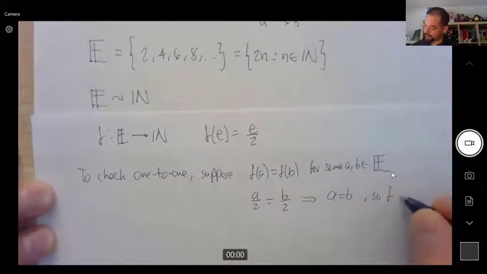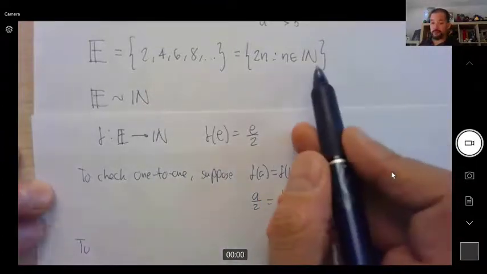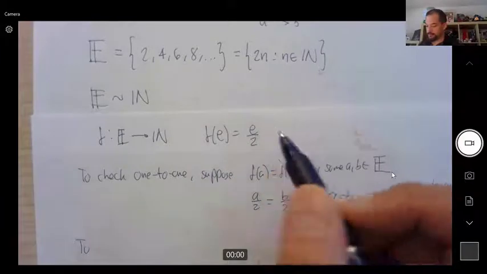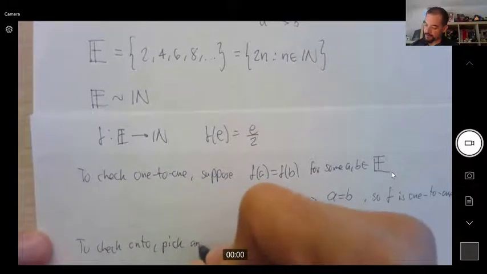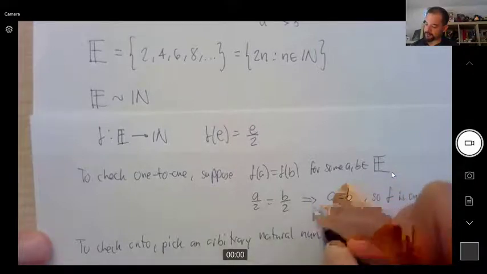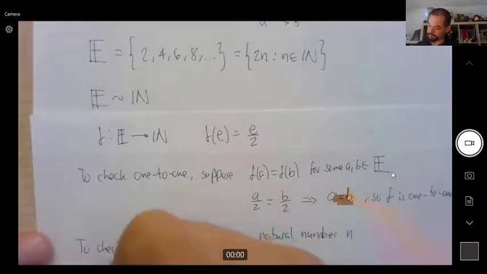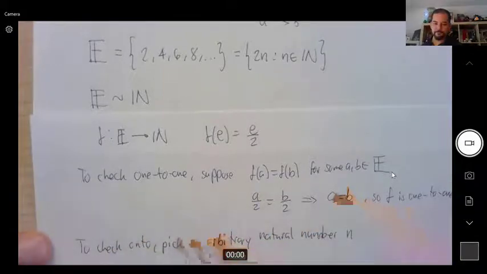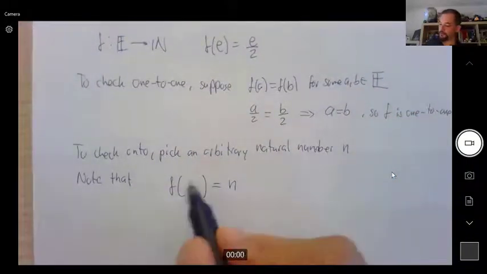So f is one-to-one. And then to check onto, the way to do it is you show me an element in the natural numbers, and you tell me which one goes there, right? To check onto, pick an arbitrary natural number, little n. And then who goes there? f of what is n? What would be the one that works?